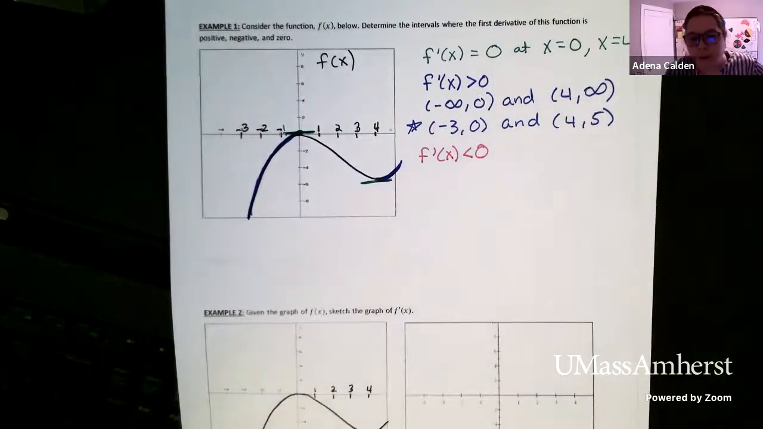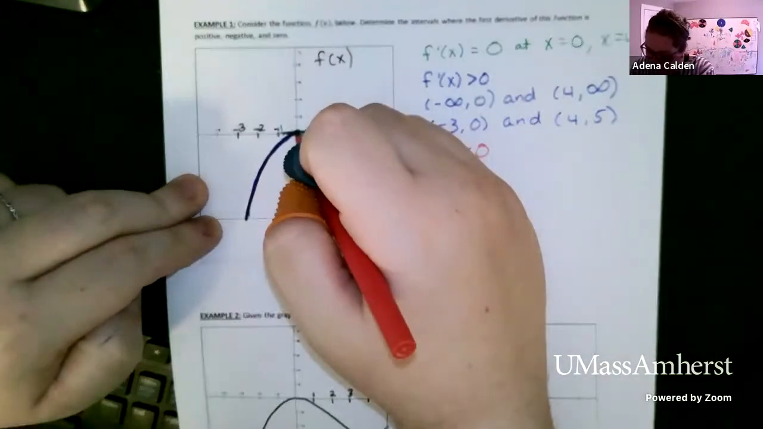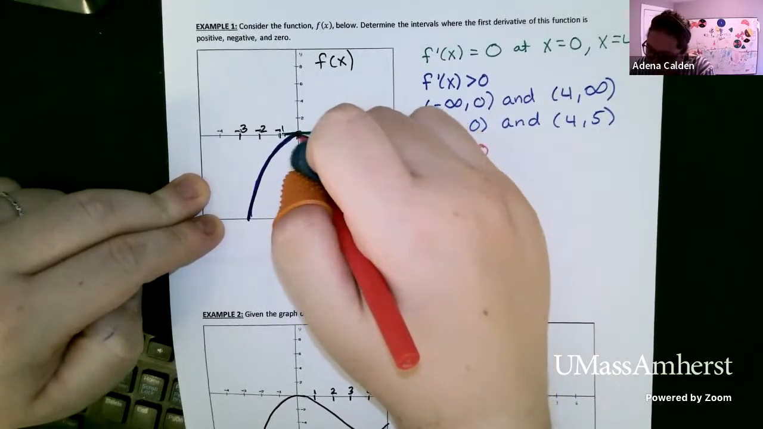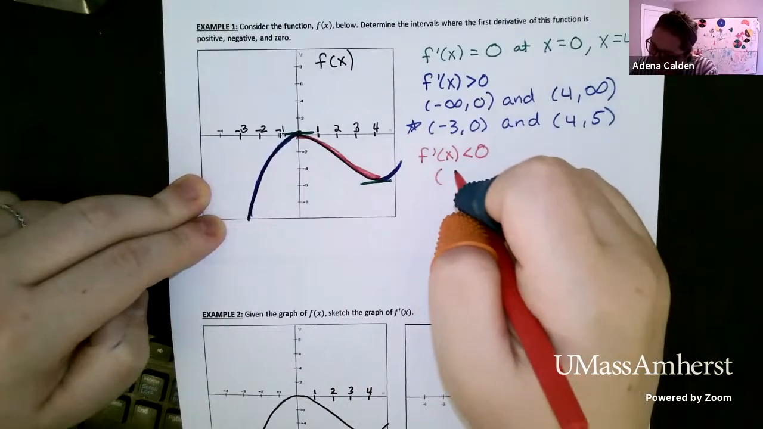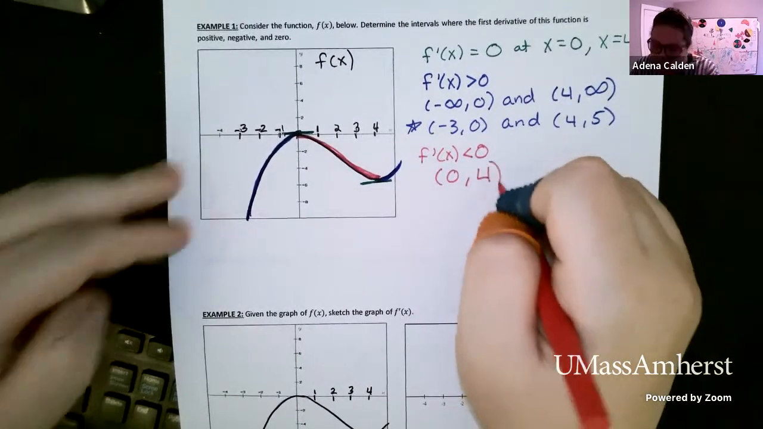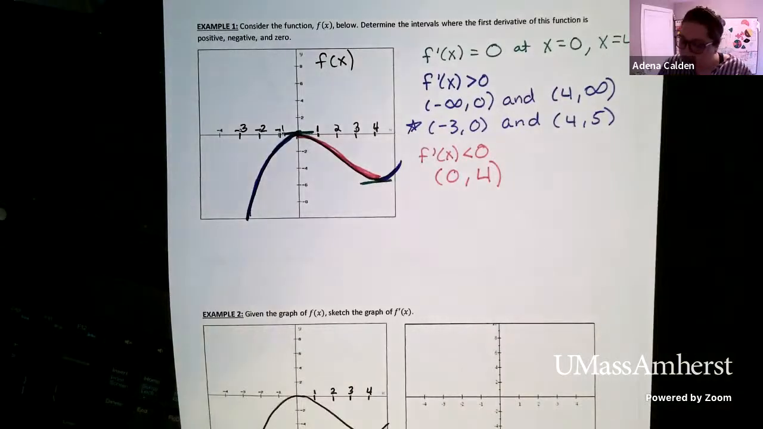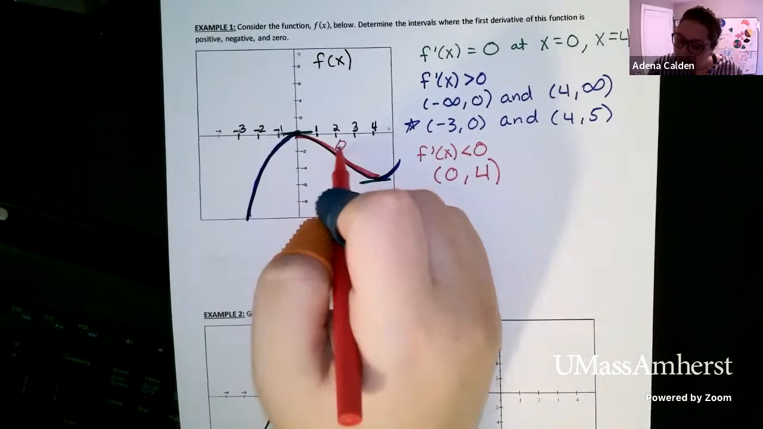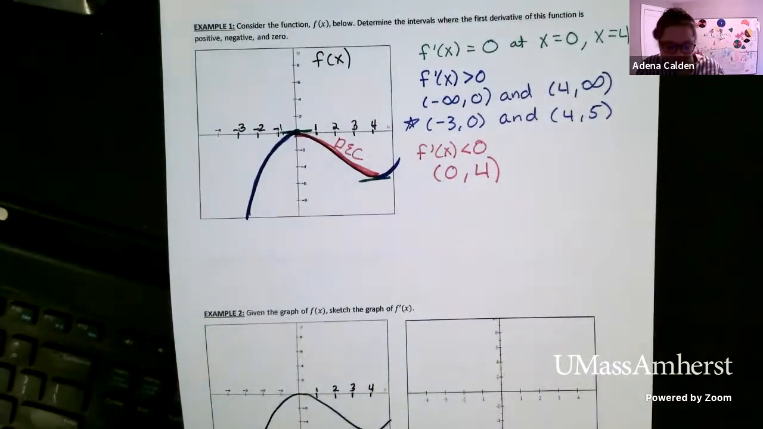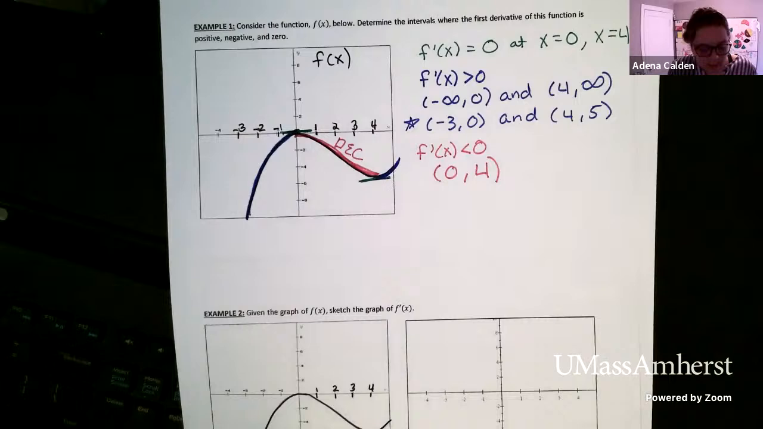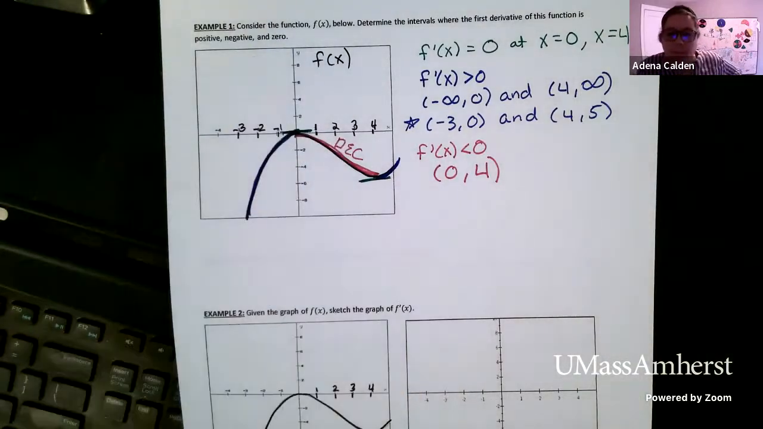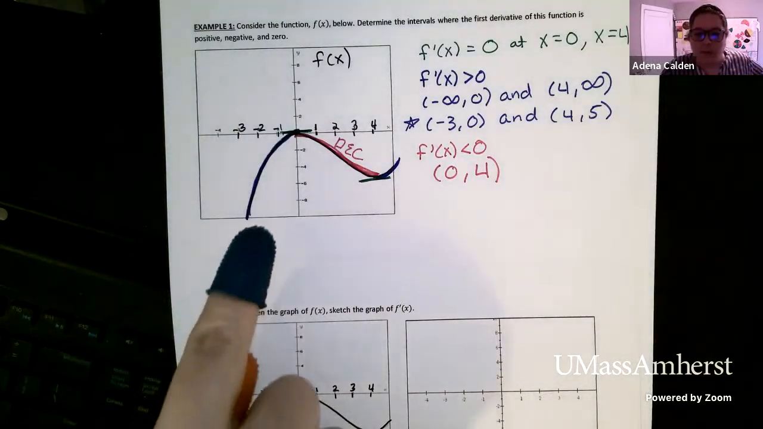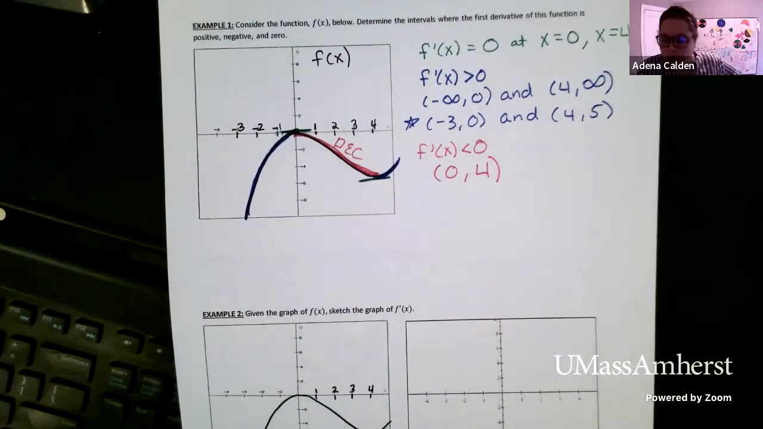By looking at where our function is decreasing. Okay, so we're going to be going down from left to right between 0 and 4. Again, I'm using interval notation. The derivative is going to be negative from 0 to 4 because that is where the function is decreasing. Okay, so now I know where I'm going to be positive, negative, and 0. And again, I'm basing that on where the original function is increasing and decreasing.